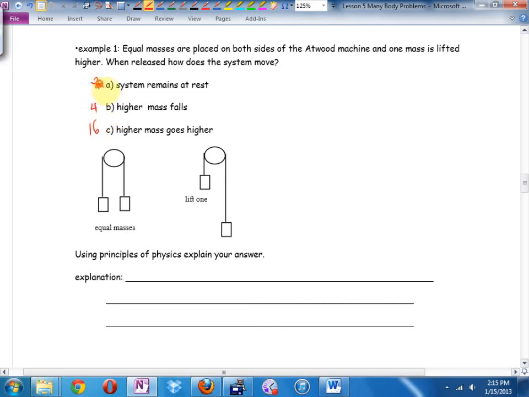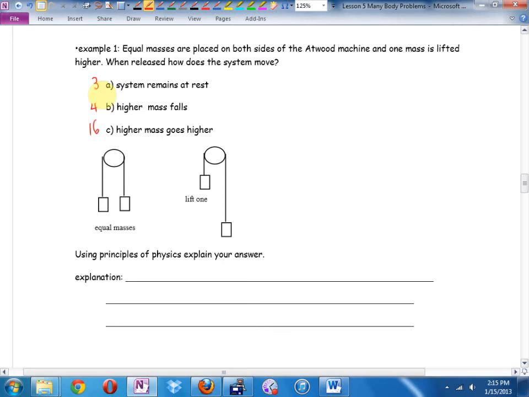So here's the rule. You can either defend your answer as being correct, or you can attack someone else's answer as having to be wrong using principles of physics. You can attack or defend. What do you think? Who's right? Who's wrong? Convince me.